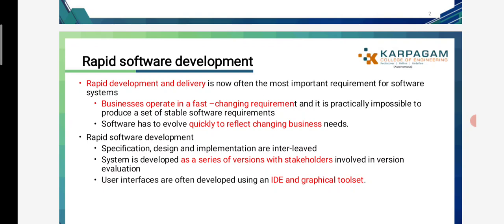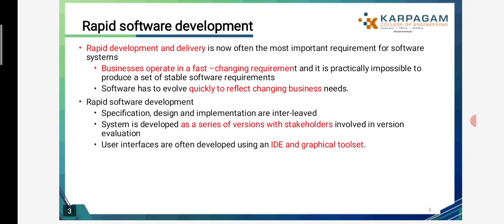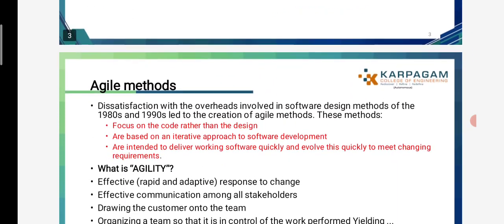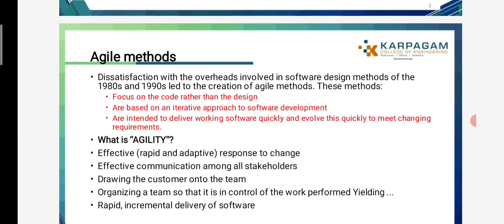It will include the specification, design, and implementation. It is a special part of the series of versions of rapid software development. The user interface is often used in this rapid software development. In earlier days, traditional methods were focused on the code rather than the design. The traditional method focused on iterative development and only delivered the products based on the timeline.